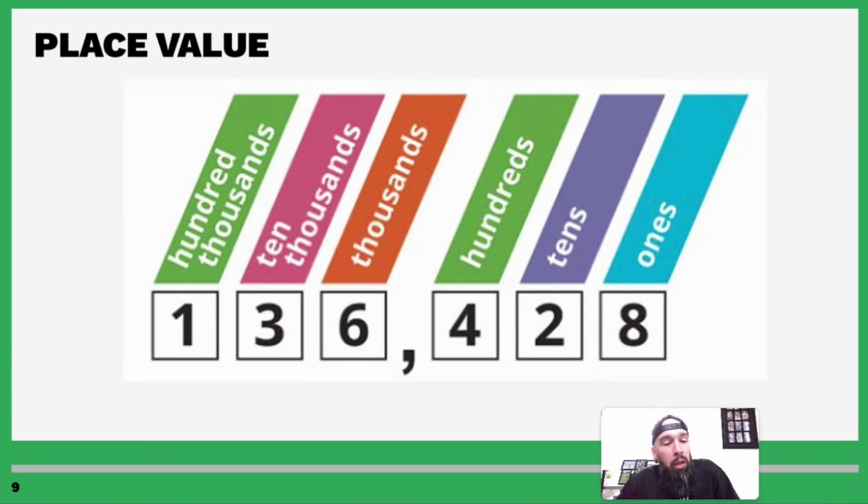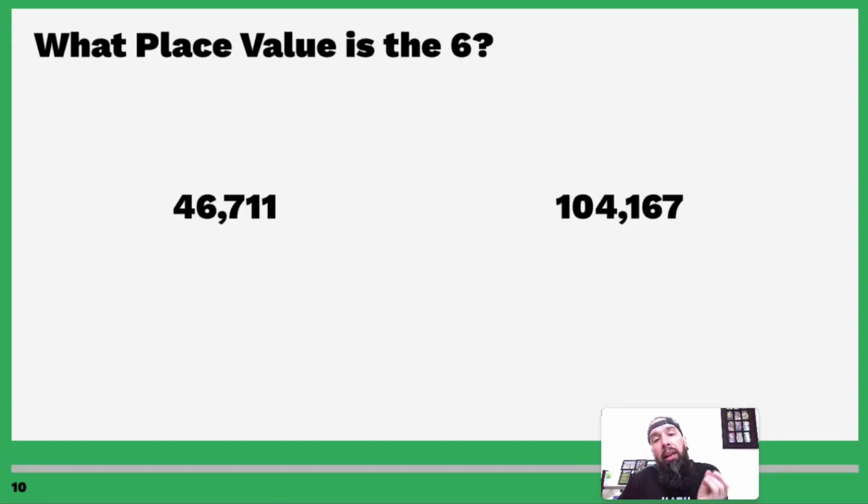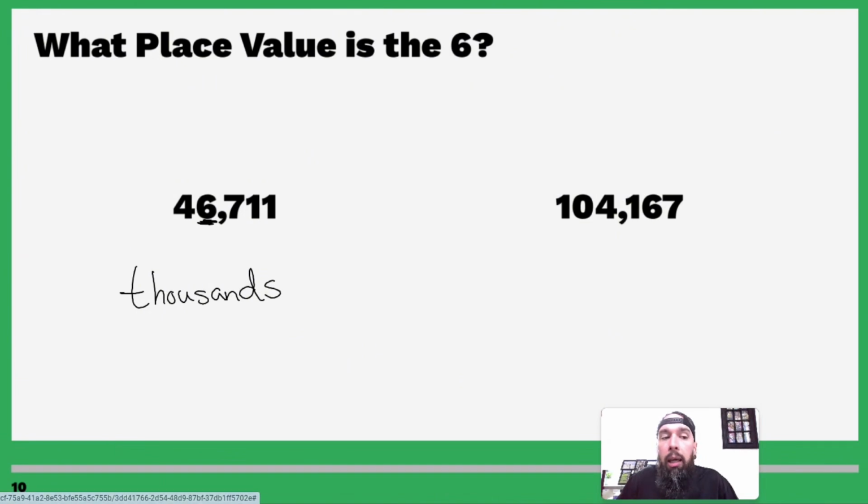But let's see what we have to do with these problems, okay? What place value is the 6? So I'm going to look at this first number. There's 2 numbers there. I'm going to look at that first number, and 6 is right there. Go from the right and say what the place values are until you hit the number that you want. So we have ones, tens, hundreds, thousands. So the answer to this is thousands place value. Then we do it again. Start from the right. 7's in the ones. 6 is the next one. That's the one we want because we want to find 6. 6 is in the tens.